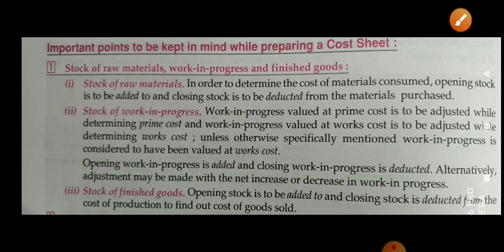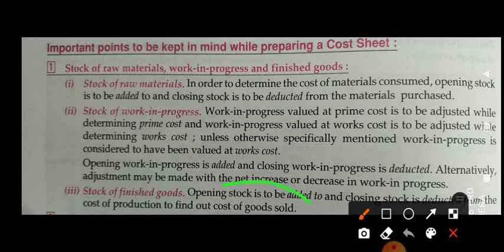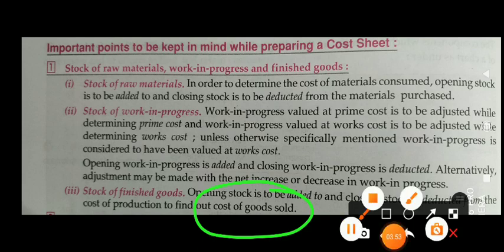The last one is about finished goods, which is the same idea I told you: opening stock plus purchases minus closing stock will give us the cost of goods sold. Like it says here, it gives us the cost of goods sold. So these are important things we should keep in mind before we prepare the cost sheet. Of course, we are learning how to prepare the cost sheet today.